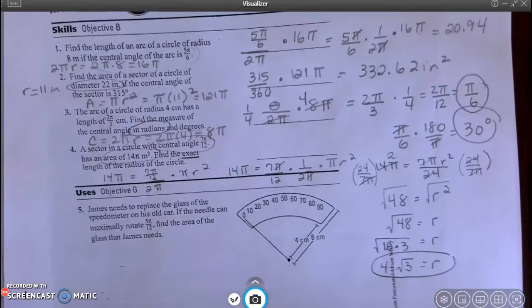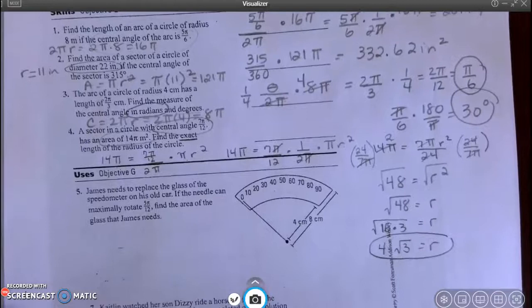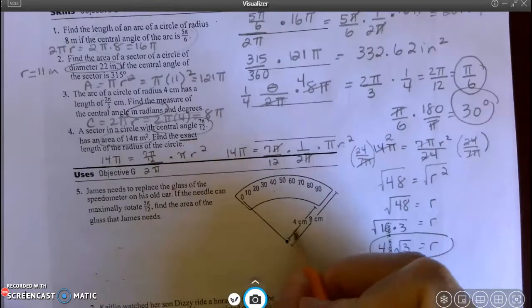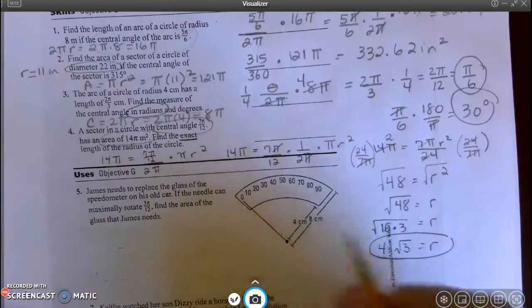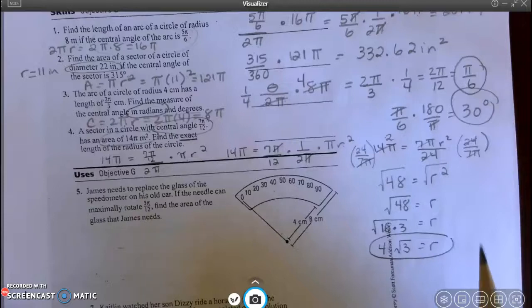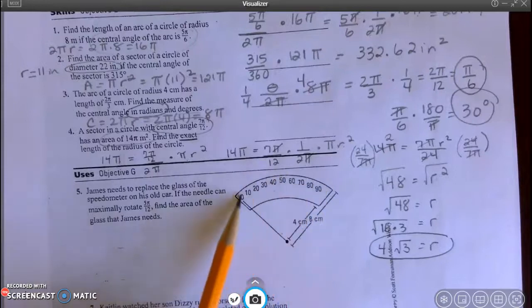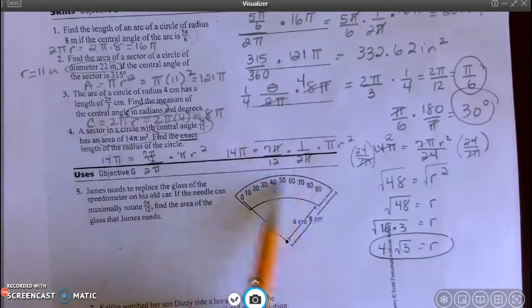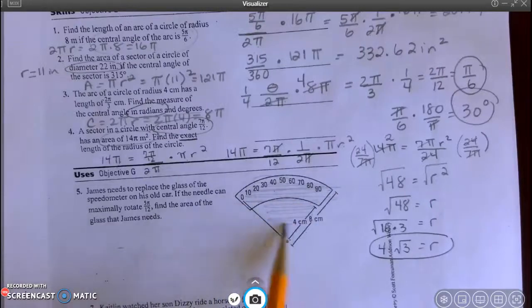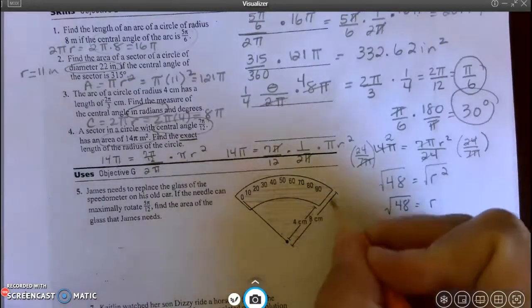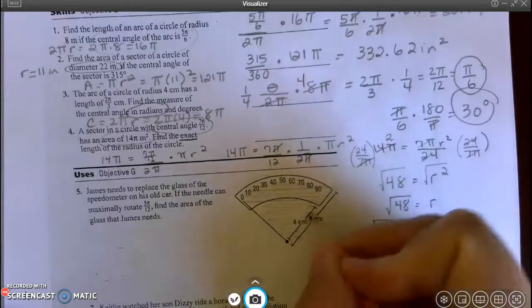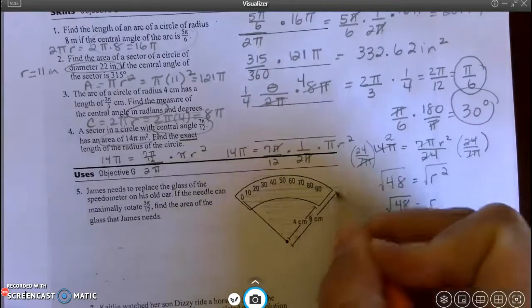Okay, let's look at number 5. James needs to replace the glass of the speedometer on his old car. If the needle can maximally rotate 5 pi over 12, so that means this entire angle here is 5 pi over 12, find the area of the glass that James needs. Well, I would think that James would want the glass to cover all of this, this whole thing here. So I'm thinking we're going to use 8 as the radius, not just the 4. I would think we'd want the 8.